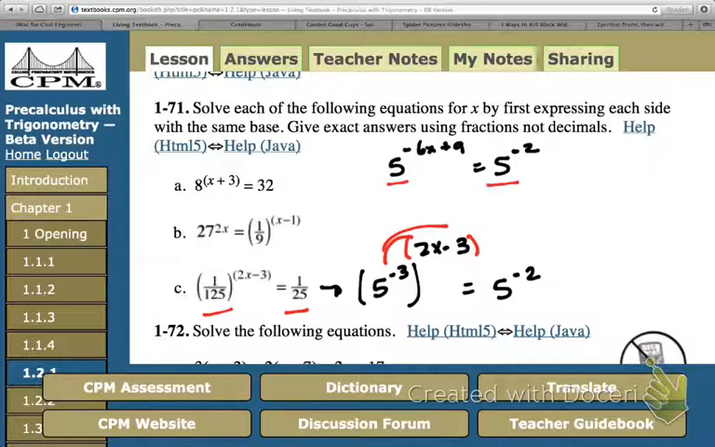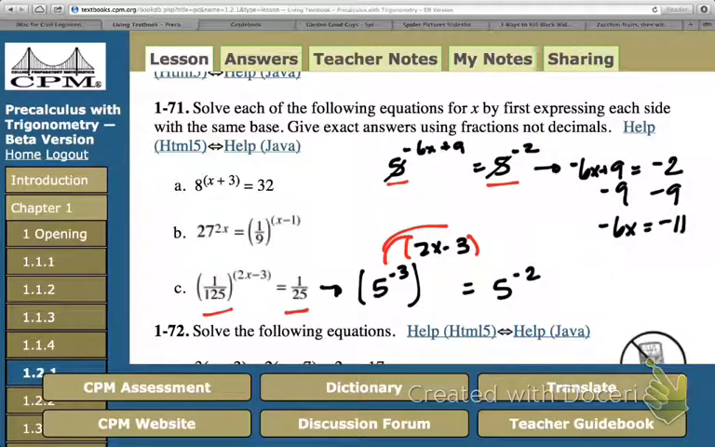Same bases here. So the rest is algebra. These will cancel. Negative 6x, let me do it to the side. Negative 6x plus 9 equals negative 2. Minus 9 minus 9. Negative 6x equals negative 11. Divided by negative 6. Divided by negative 6. X is equal to 11 over 6.